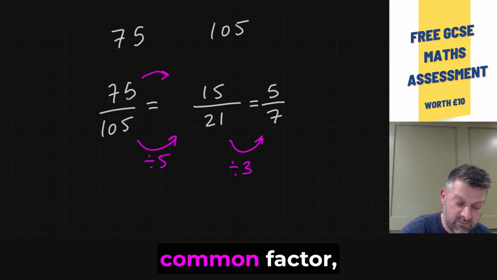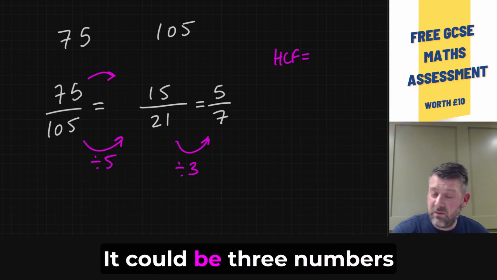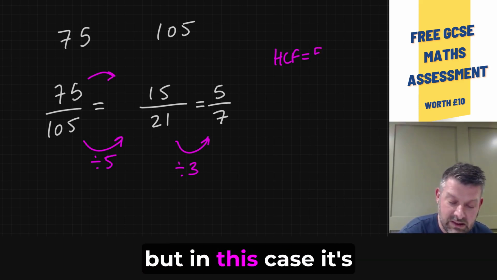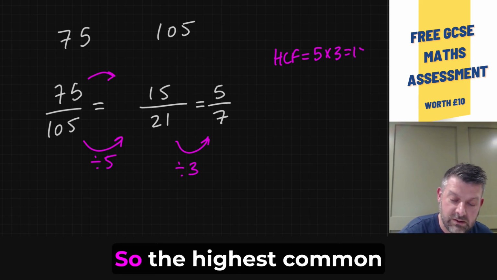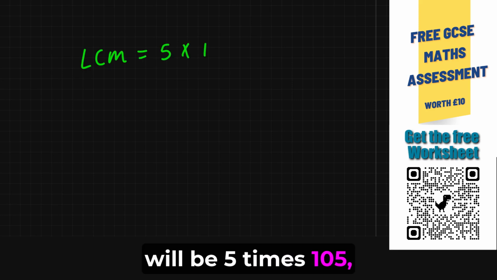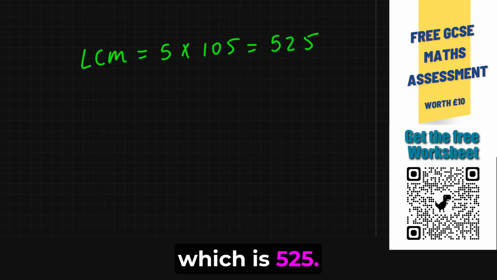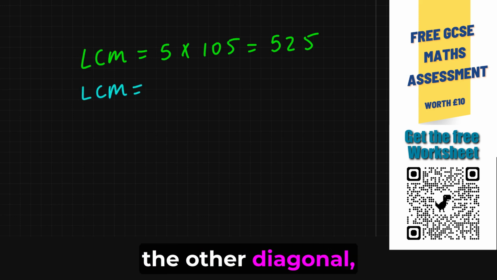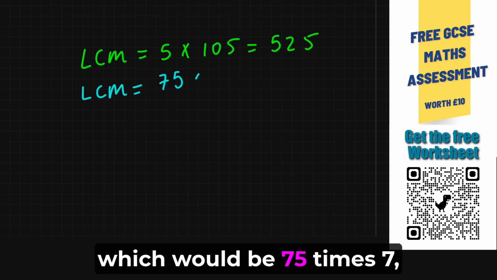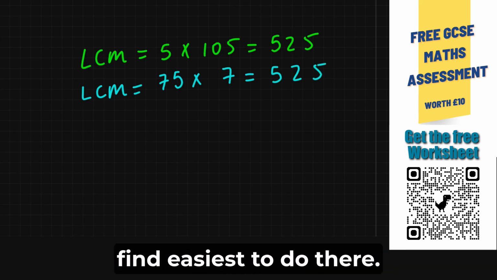So to find the highest common factor, we multiply the two numbers we divided by. It could be 3 numbers you divided by, but in this case, it's 5 times 3. So the highest common factor is 15. So the lowest common multiple will be 5 times 105, which is 525, or we could multiply the other diagonal, which would be 75 times 7, which will also give us 525. Again, just pick the way that you find easiest to do that.